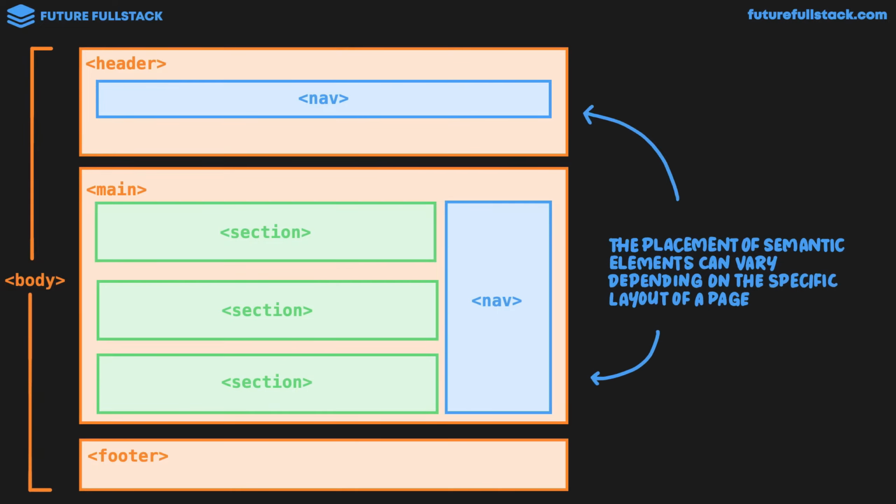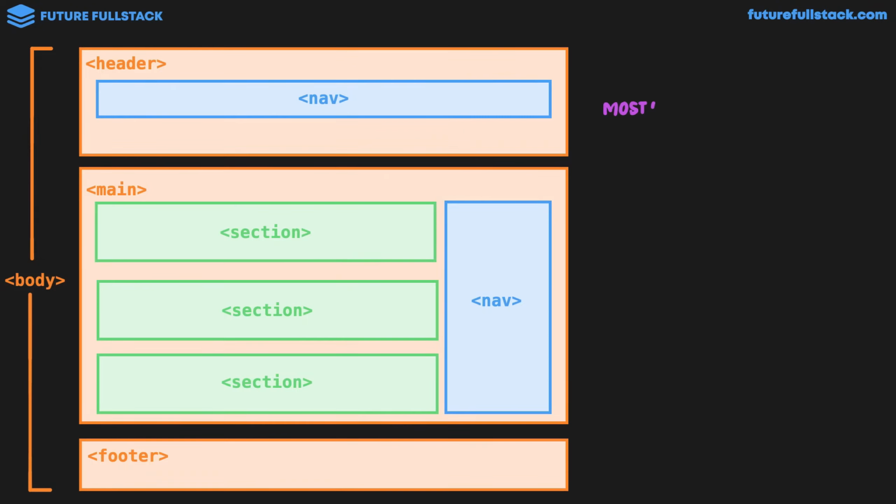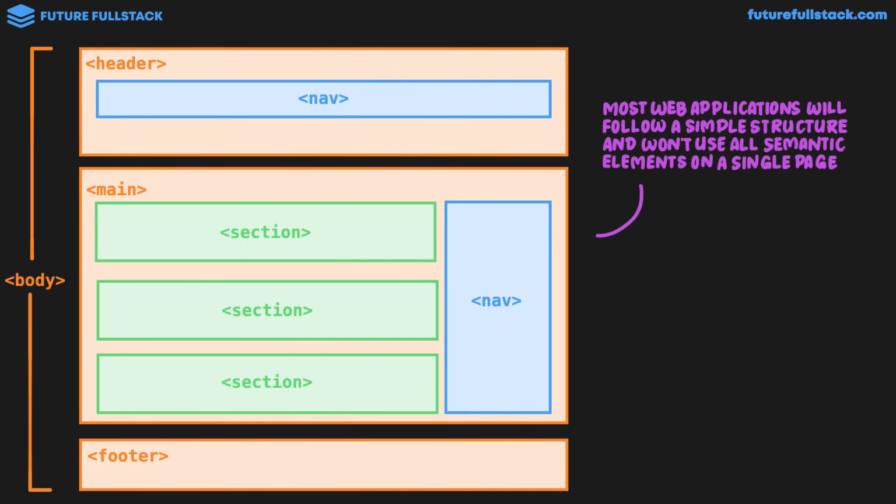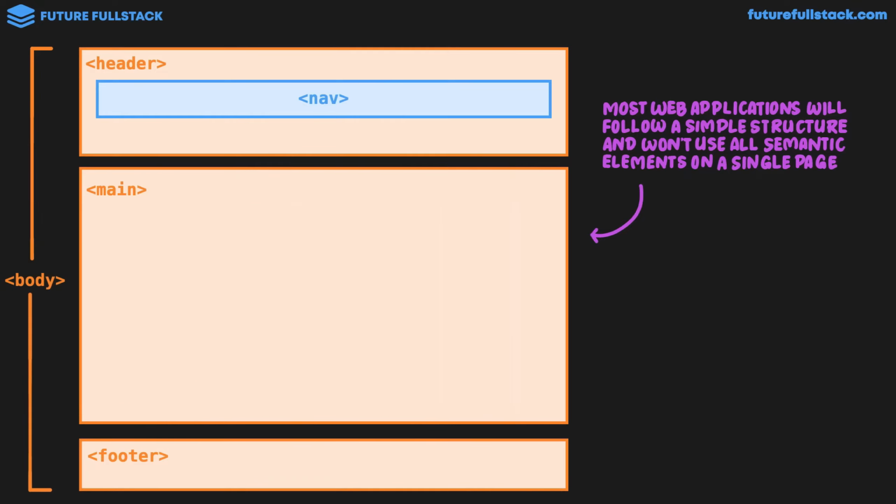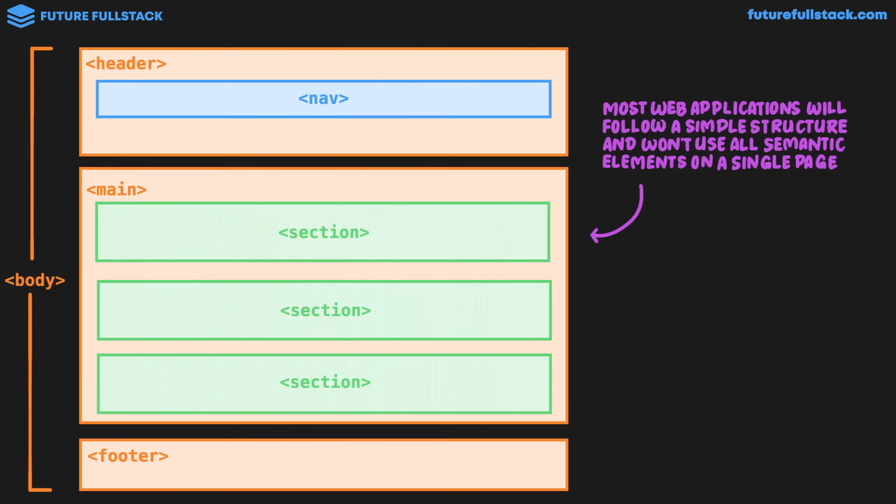Now, when I got started, I was so overwhelmed with being thrown all these different semantic elements and questioning myself when I should use the right one. Seriously, don't worry about this. The good news is that most web applications will follow a simple structure and won't use all the semantic elements on a single page. So for example, inside the main section, you could just have 3 sections like this.